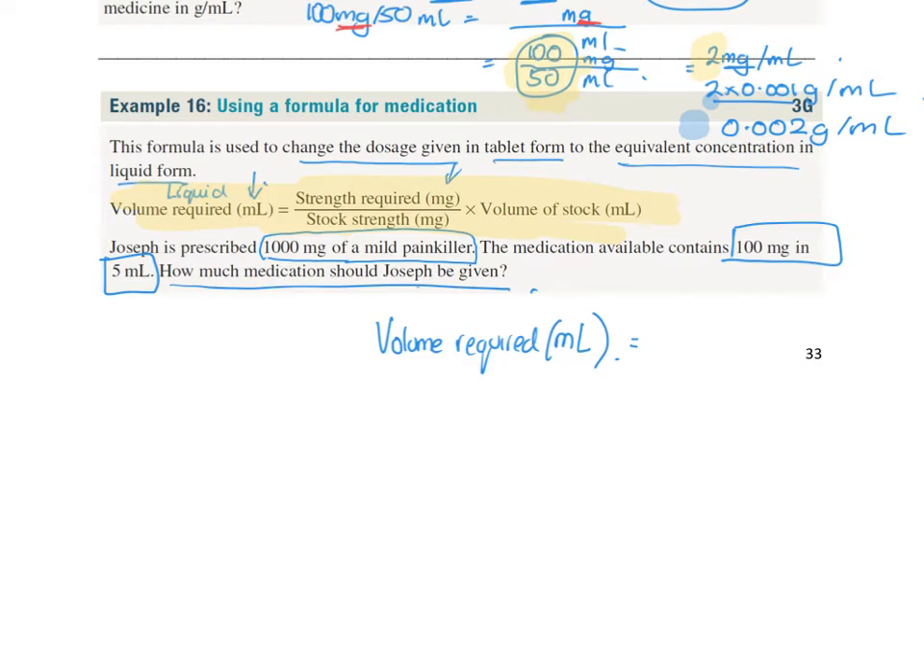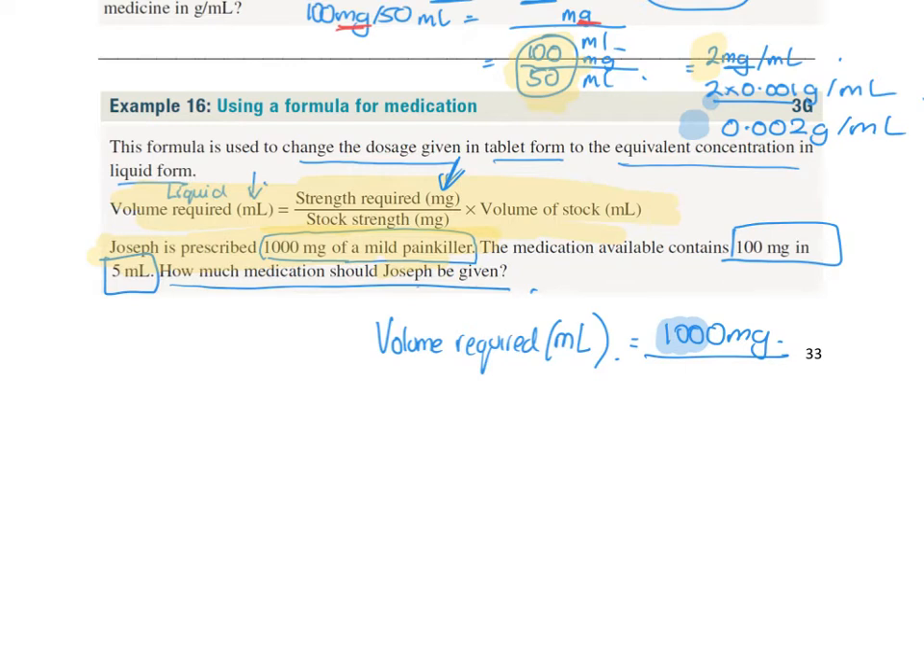All right, so what is the strength required? Is it 100, or is it 1,000? 1,000. How do you know that? Because that's the part that confuses people. It's in the sentence. What it's saying in the sentence is what is prescribed, so that's what's required, what's needed. That number goes on top and it is measured in milligrams, so I don't need to convert it, because it says here it needs to be measured in milligrams.